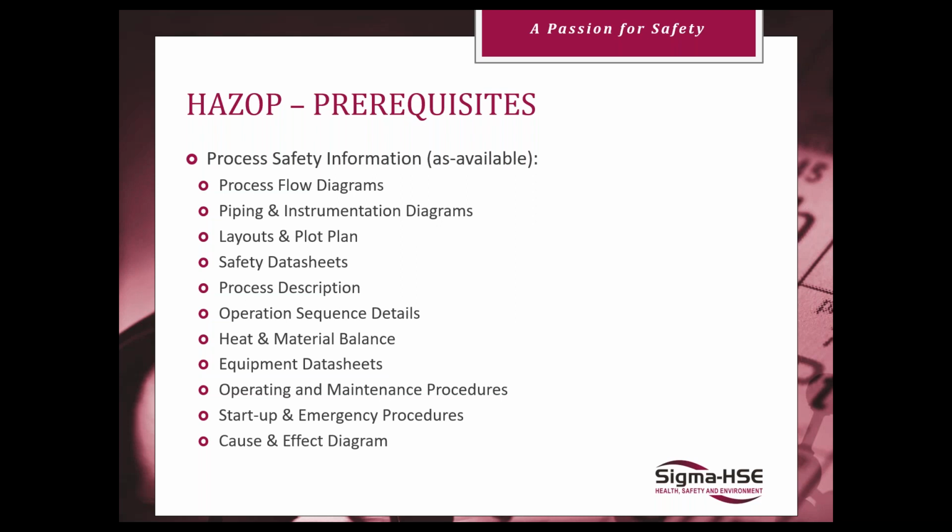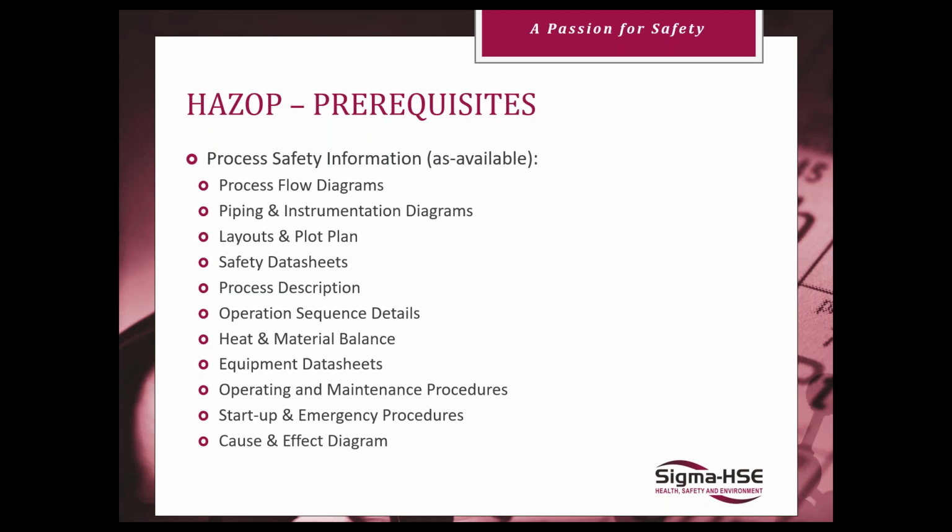Prior to performing the HAZOP, you need your process safety information, which would be your process flow diagrams, P&IDs, layouts, plot plans, SDSs for any of the chemicals involved in the process, or if you have storage in the near vicinity with a potential domino effect, you want to make sure you know what would happen if you were to impact those storage.